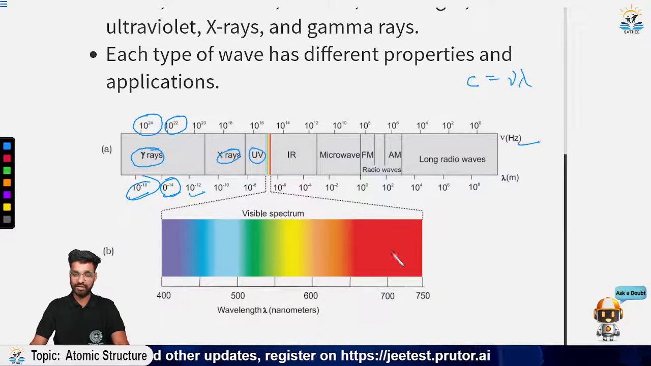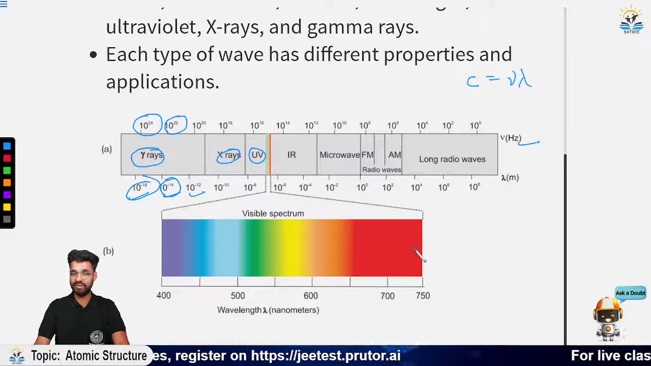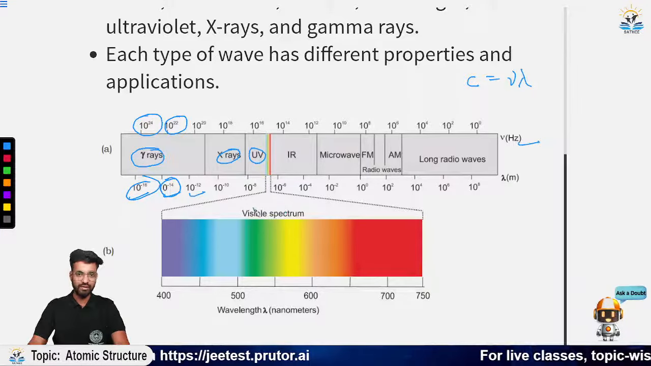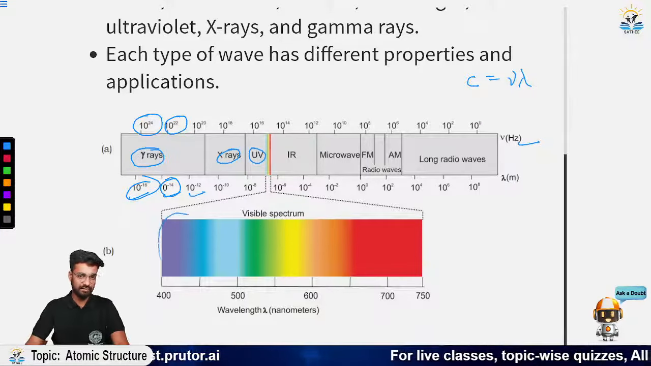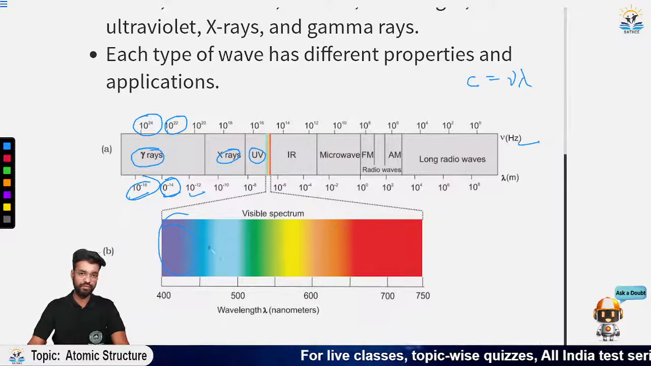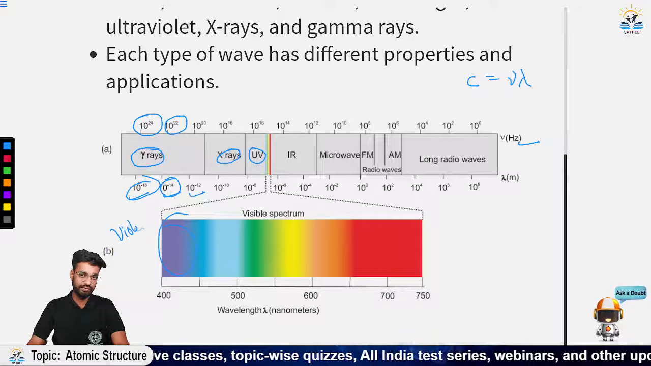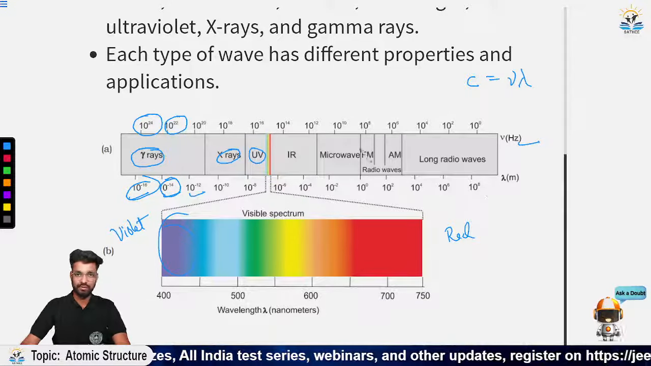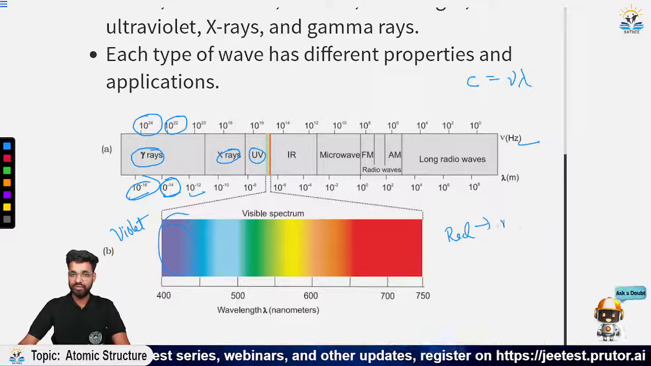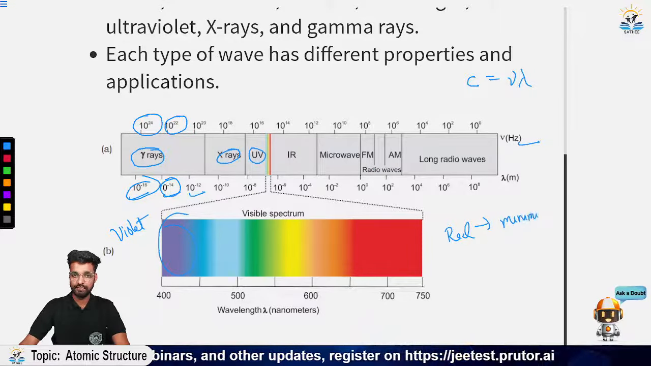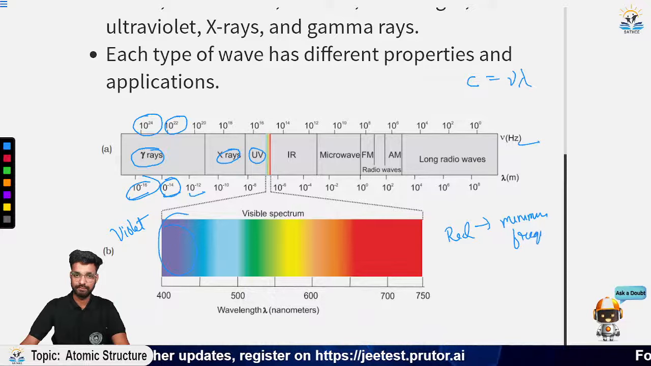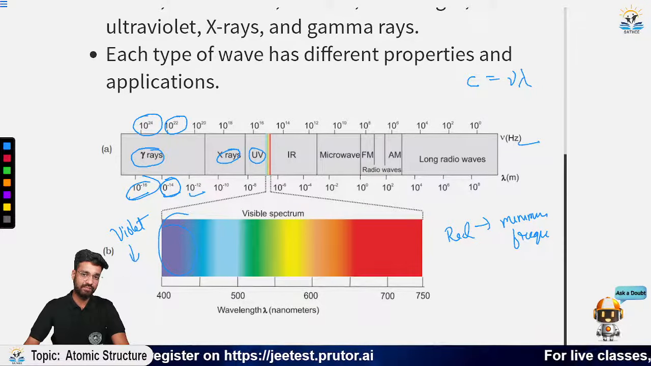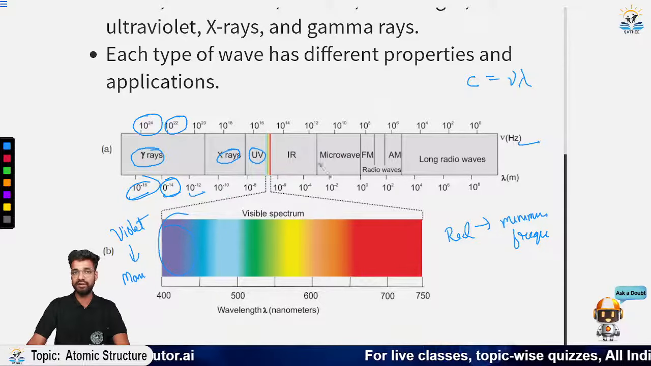Red has the minimum frequency, and it increases like this up to violet. So this is violet, this is red. Red has the minimum frequency and violet has the maximum. It increases in this way.